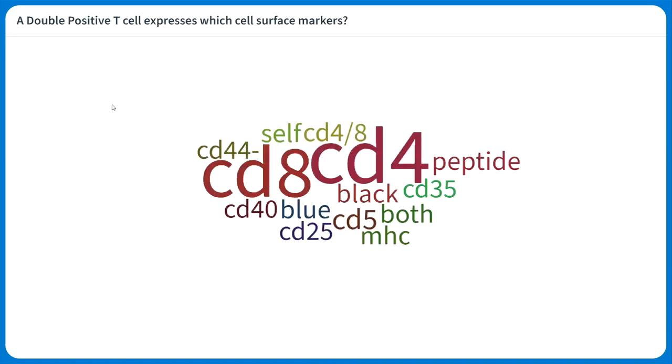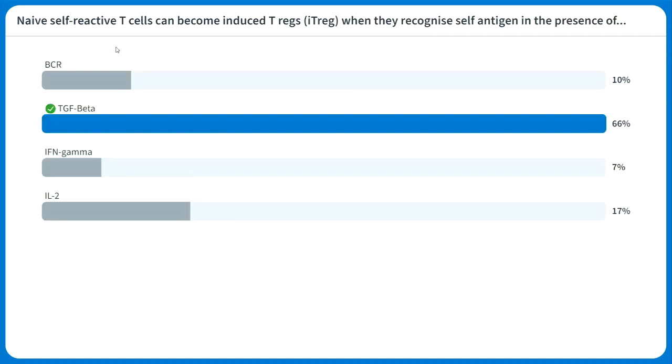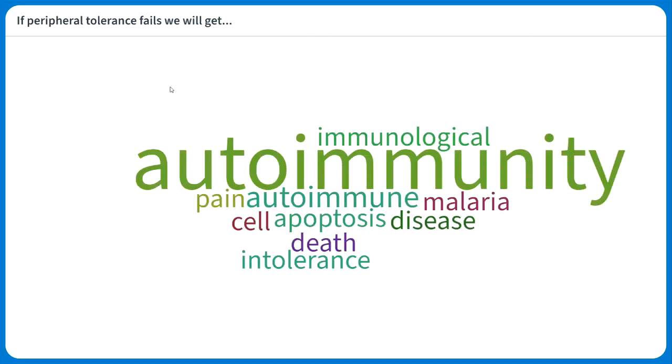A double positive T cell expresses which cell surface markers? So primarily looking for CD8 and CD4. Okay, or both. Yep, that looks good. Natural Tregs develop in the thymus. That's true. So remember, we get the natural Tregs within the thymus, but we get the induced ones within the periphery. And then this leads on to the next question. Naive T cells can become induced Tregs when they recognize self-antigen in the presence of TGF-beta. So remember, that's the polarizing cytokine for a Treg. And if peripheral tolerance fails, we will get autoimmunity. Okay?